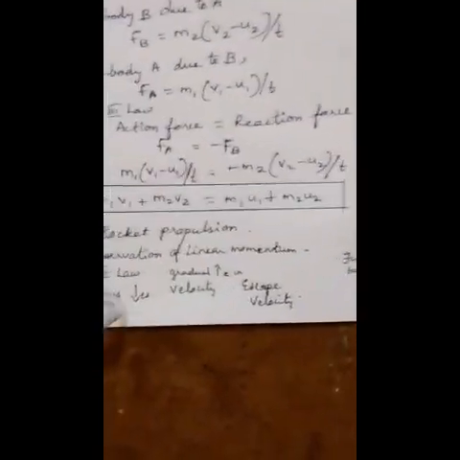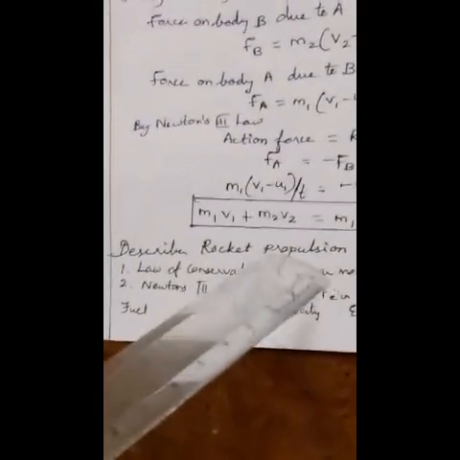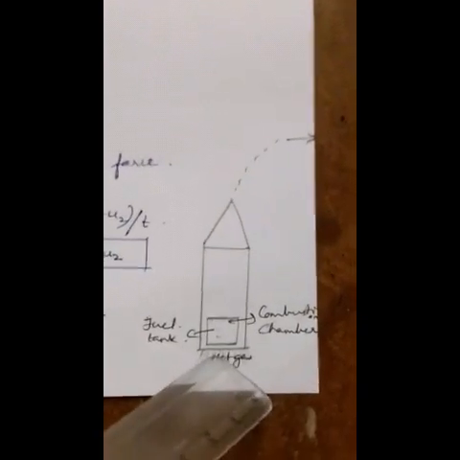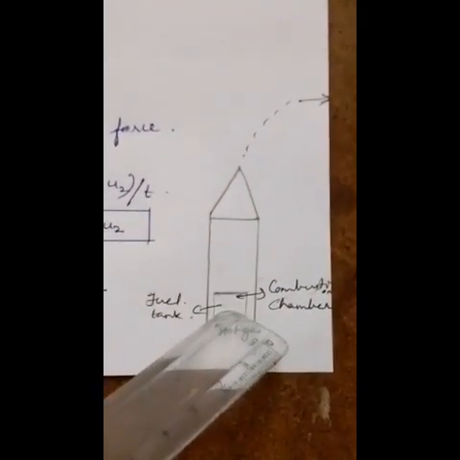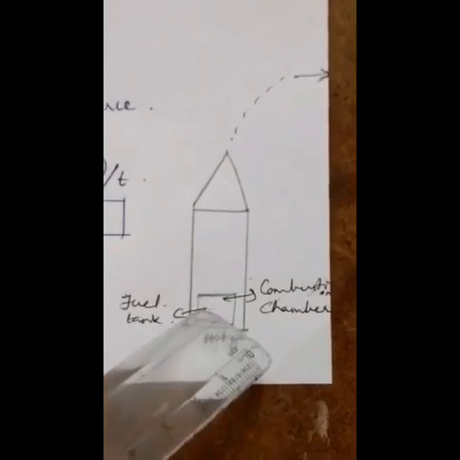The next one is: describe rocket propulsion. They will ask rocket propulsion as a 4 mark question. Rocket propulsion is based on two laws: first, the law of conservation of linear momentum, and next, Newton's third law. You mention that as the first point. Then second point, in the rocket there is one propellant tank. You fill it with fuel, which may be liquid or solid.